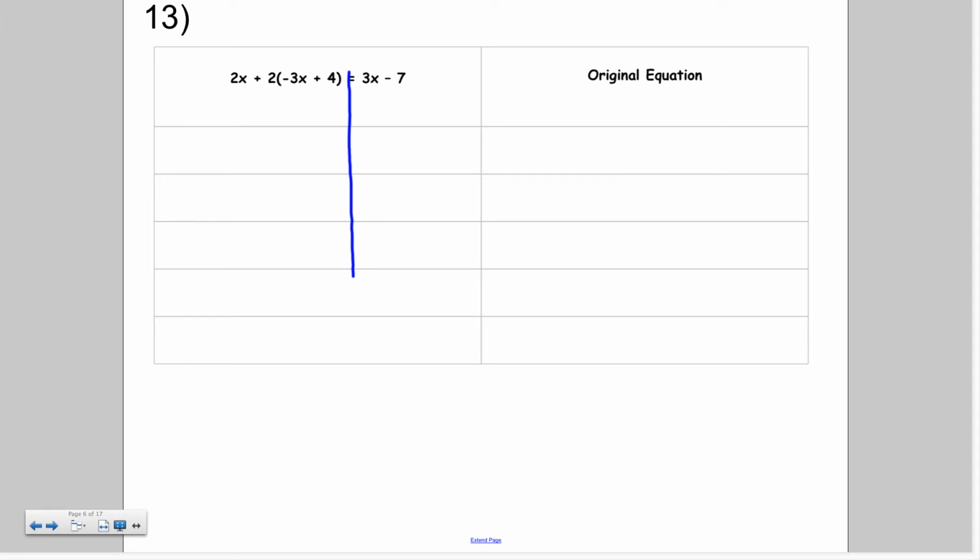All right, our first step, we're going to have to distribute to everything that's inside the parentheses. So we're going to use distributive properties. And I'm just going to shorten these. You can write these on out. All right, so when we distribute, we have 2x plus, that's positive 2 times a negative 3 is a negative 6x. Positive 2 times a positive 4 is a positive 8. And that's equal to 3x minus 7.